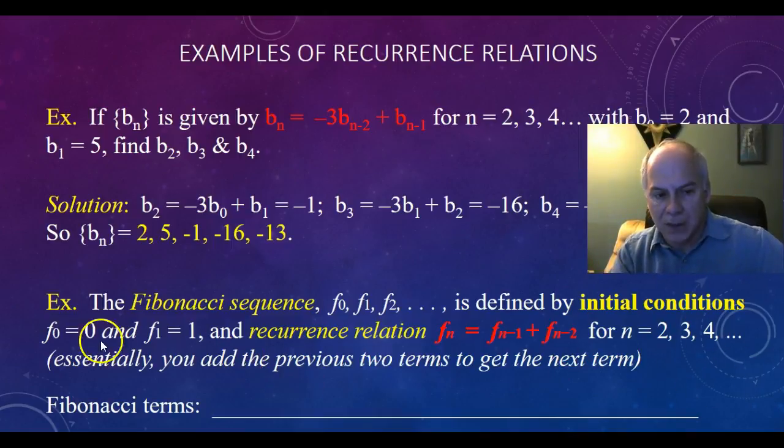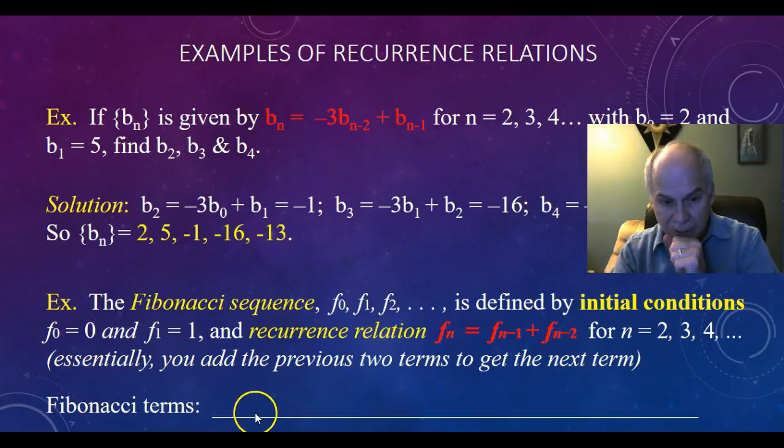So basically I'm just adding the 2 previous terms. So that's what I said. Essentially, you just add the previous 2 terms to get the next term. So what would be the sequence in this case? Well, let me get my writing tool.